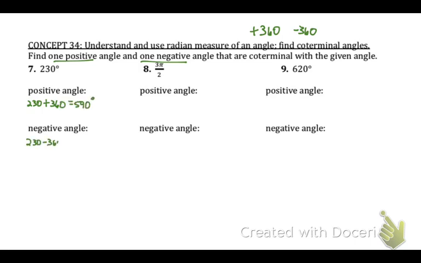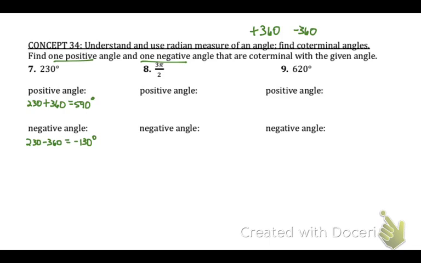So for number 7, it's 230 degrees. So you can add 360 to get 590 degrees, which would be a positive coterminal angle, and then you can subtract 360 to get negative 130 degrees, which would be a negative coterminal angle, an angle that begins and ends in the same position.